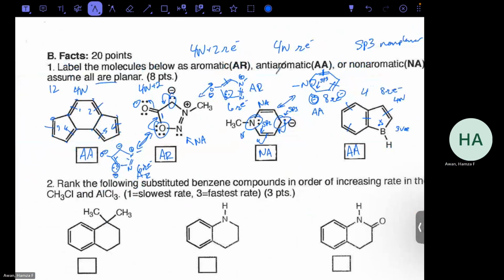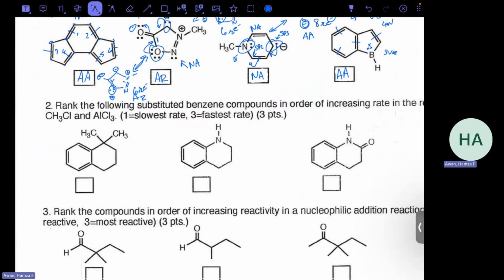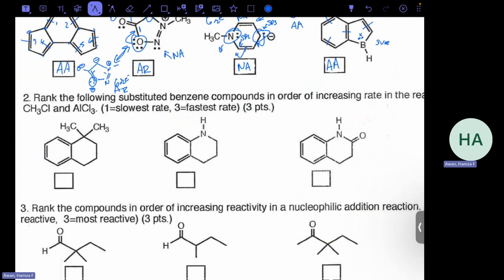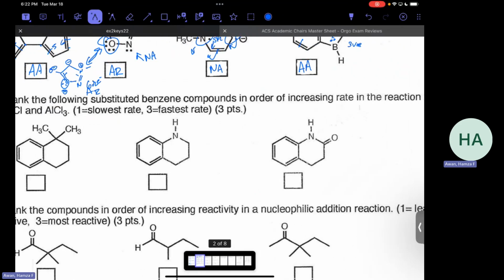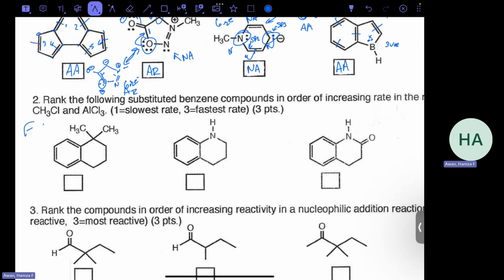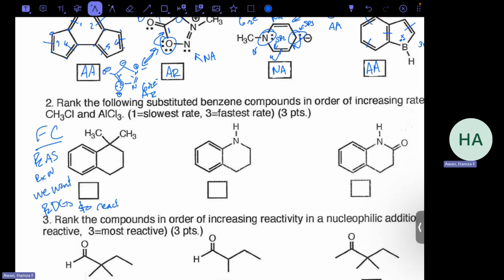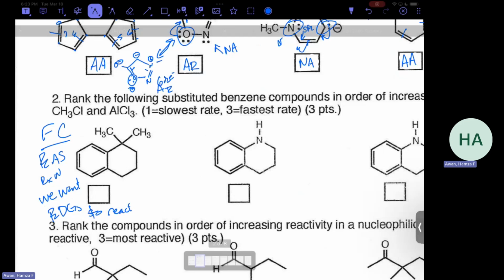All right. Okay. So next question. Rate the following substituted benzene compounds in order of increasing rate in the reaction with CH3Cl and AlCl3. So this is going to be Friedel-Crafts, right? So FC. Whenever we have Friedel-Crafts, this is going to be an EAS reaction. So these are going to be EDGs that are going to be following right off the benzene, right?